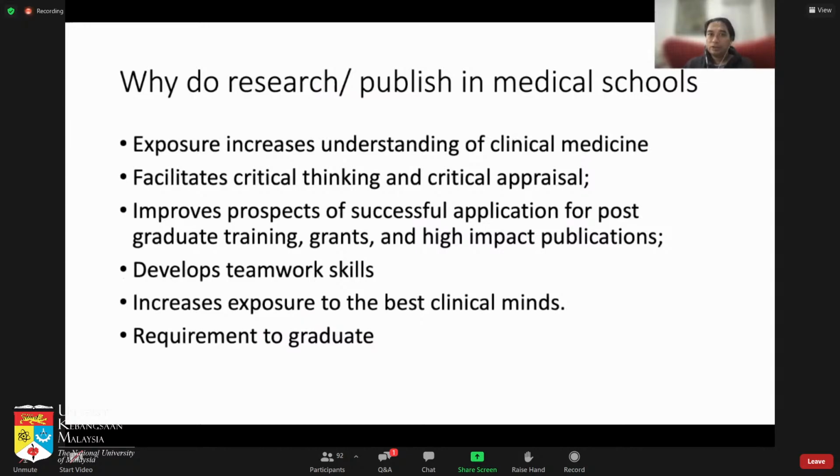Why do we do research, and why do we publish in medical school or when we are doing our postgraduate training? One is important to expose and increase understanding of clinical medicine. There are so many areas in clinical medicine that we are still not sure. There are still new ways of treating patients. I always thought that last time there's a certain way for us to treat a patient with diabetic kidney disease, but recently there are many other new drugs that we can treat this patient with. And this is true for many other diseases too.